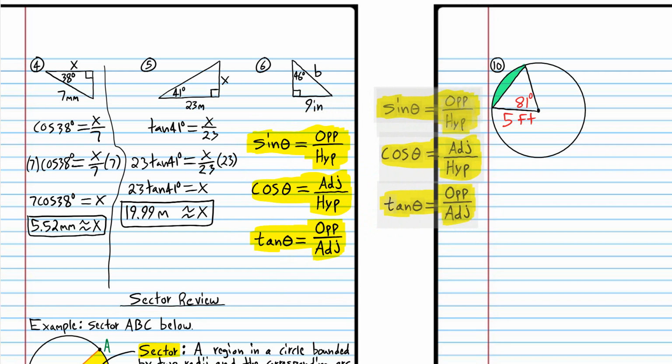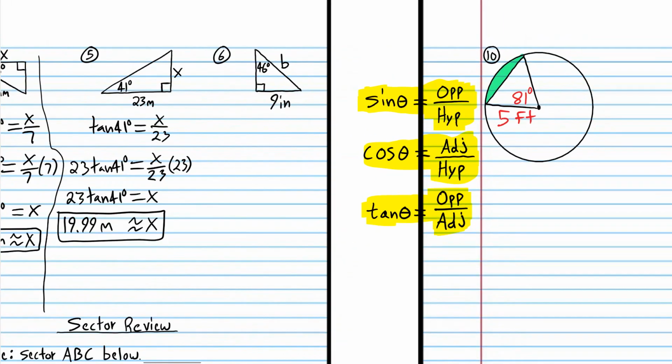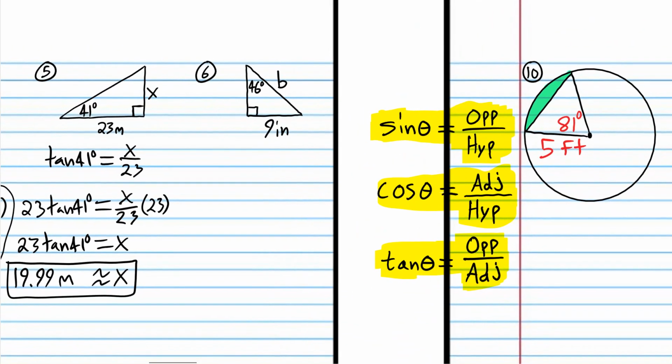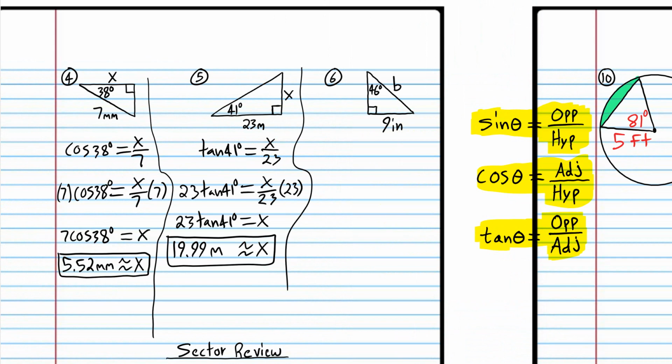We're going to try one more of these before we go on to our sector review, finding the area of a sector. Be aware that in number 6, the variable is going to be in the denominator, so it's going to be a little different. So attempt number 6, and when you come back, we'll do it together.